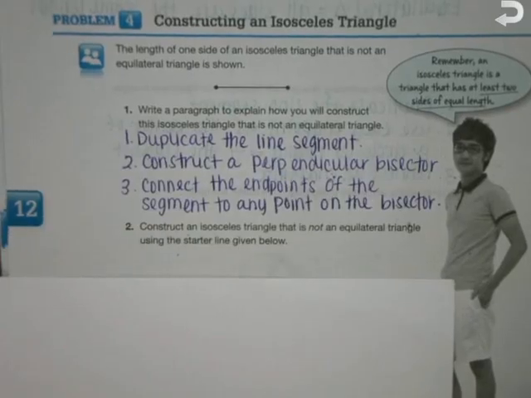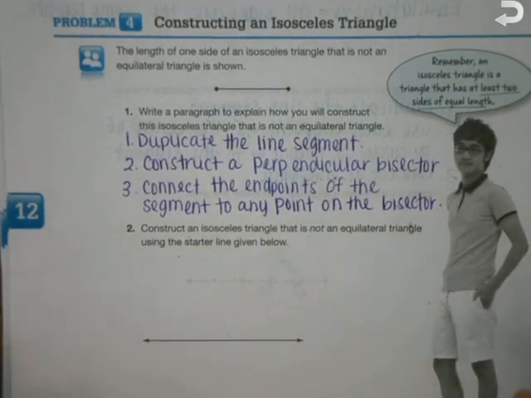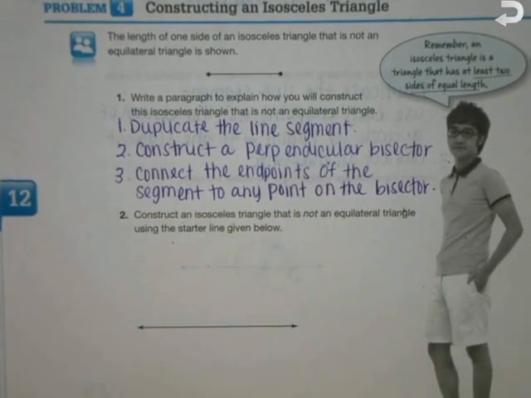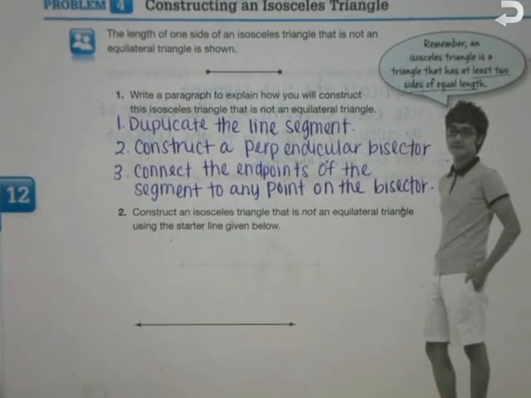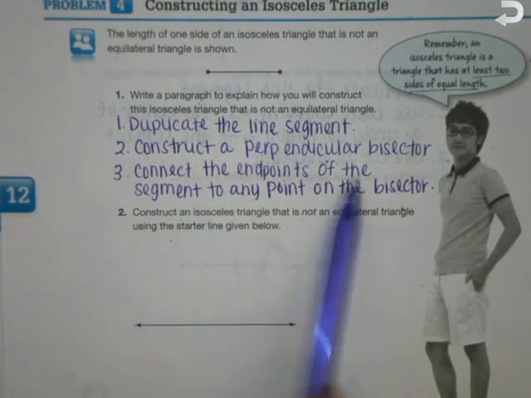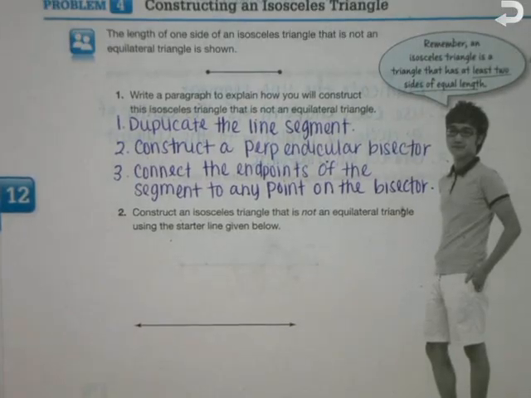So here are the steps. You are going to duplicate the line segment. Then you are going to construct a perpendicular bisector. So we're going to do a perpendicular line that cuts the line segment right in half. And then we're going to connect the endpoints of the segment to any point on the bisector.